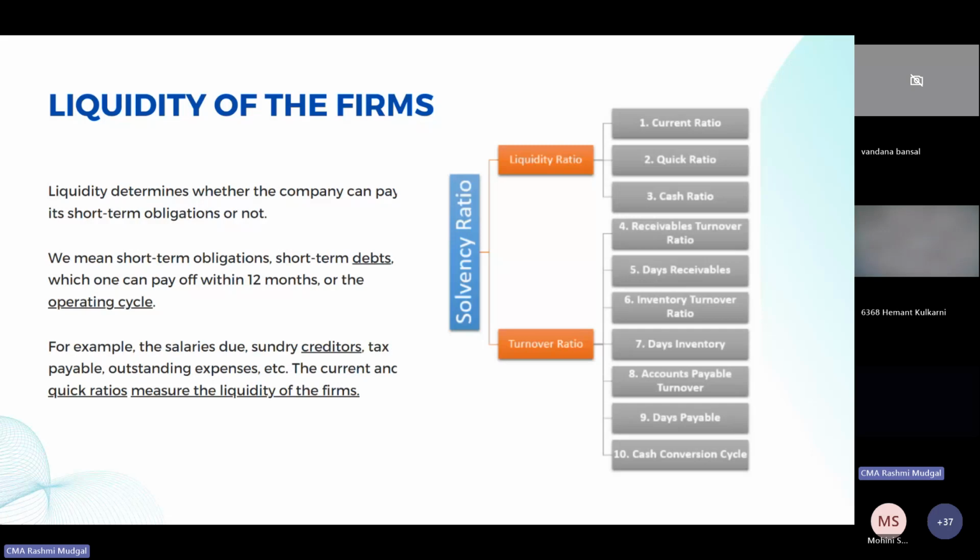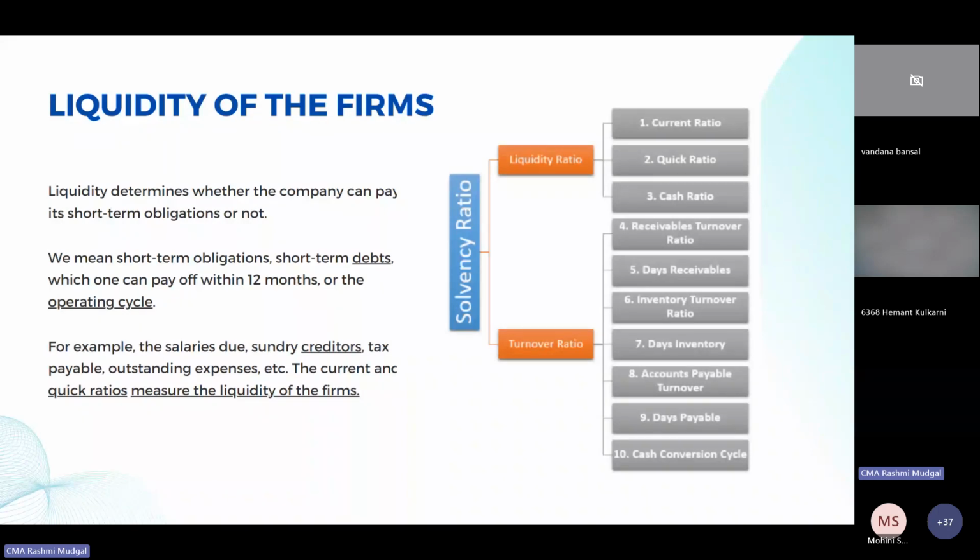Okay, so these are examples: receivable turnover ratio, days receivable, inventory turnover ratio, days inventory, accounts payable turnover, days payable, cash conversion cycle. So the working capital cycle is also taken into account where turnover ratios are measured. Liquidity determines whether the company can pay its short-term obligations or not.